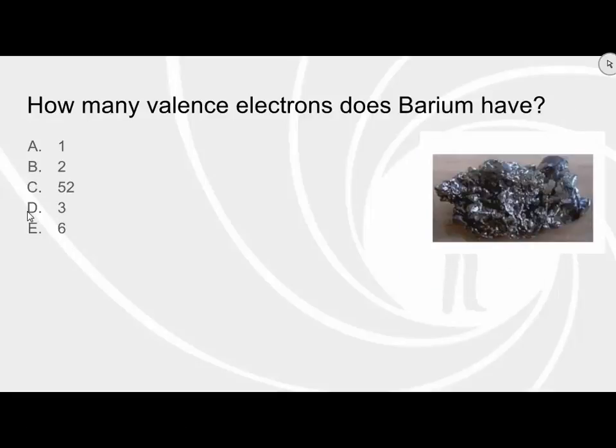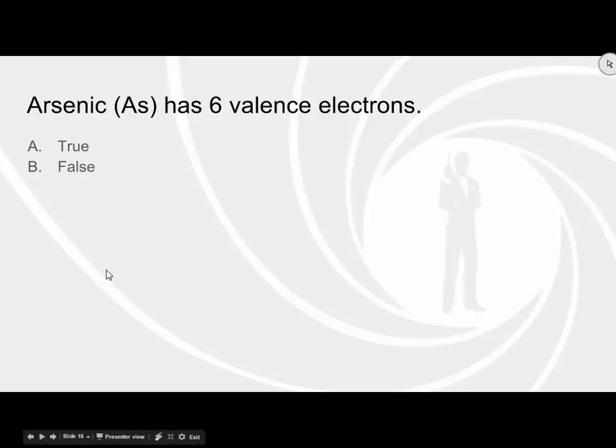How many valence electrons does barium have? The answer is 2. Barium is in the second column, has 2 valence electrons. True or false? Arsenic has 6 valence electrons. It should be false. Arsenic only has 5 valence electrons.